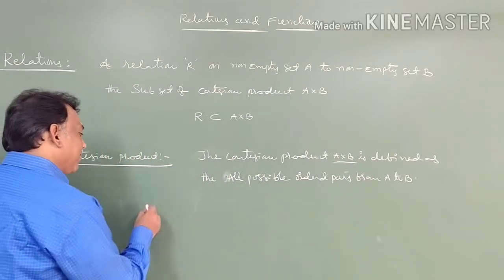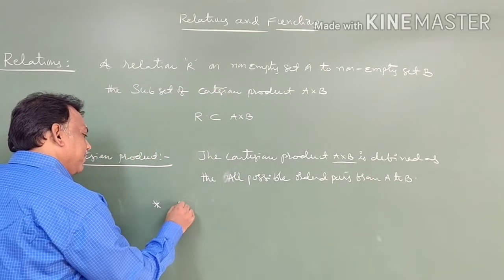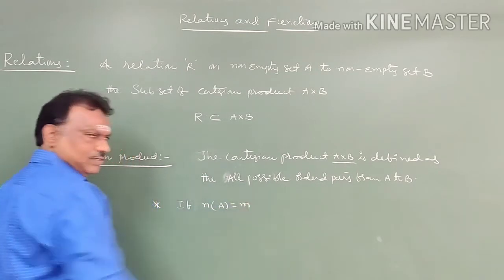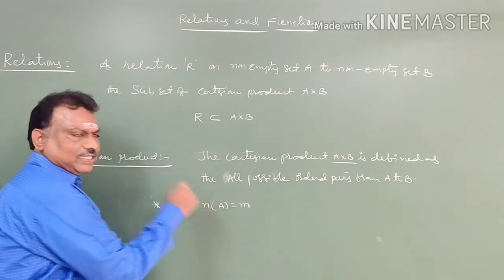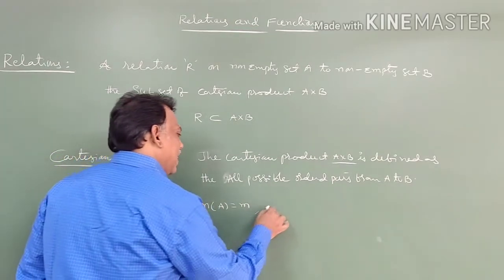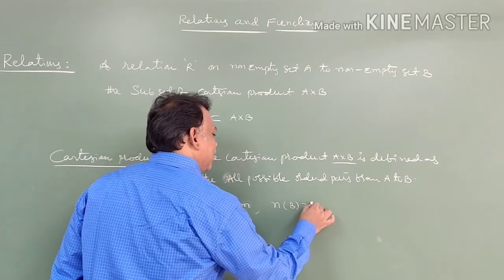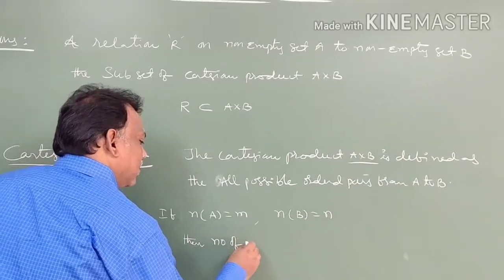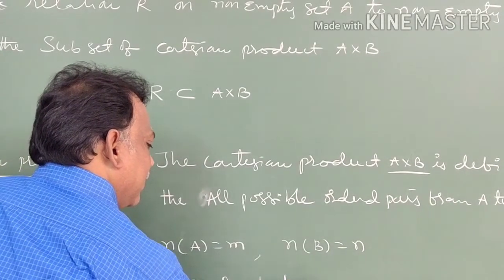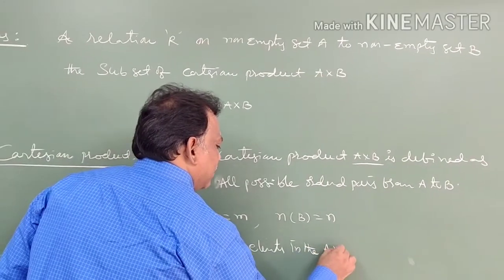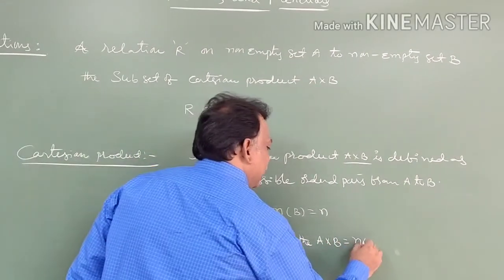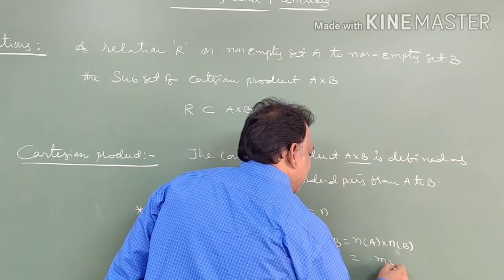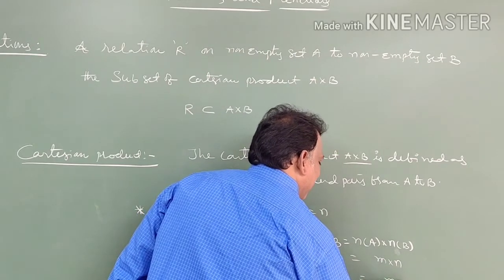And also we know in the first PU, if n of A is equal to m elements, n of A means the number of elements in the set A is m, and the number of elements in the set B is n, then the number of elements in A cross B is n of A into n of B, that is m into n, we will call it mn.